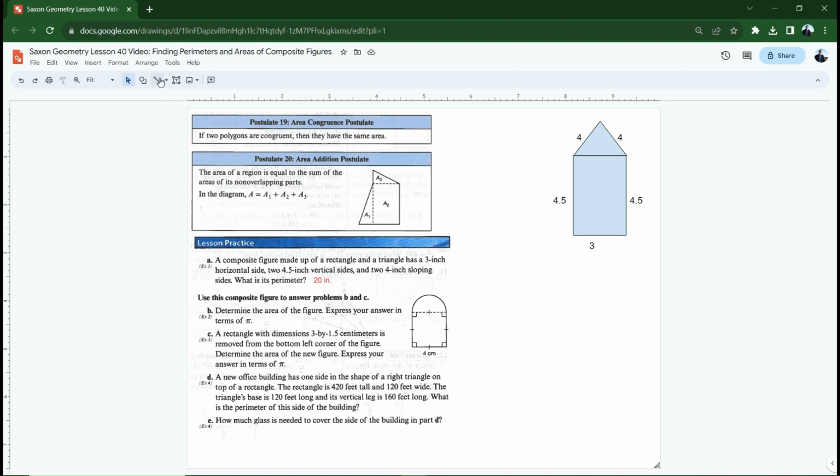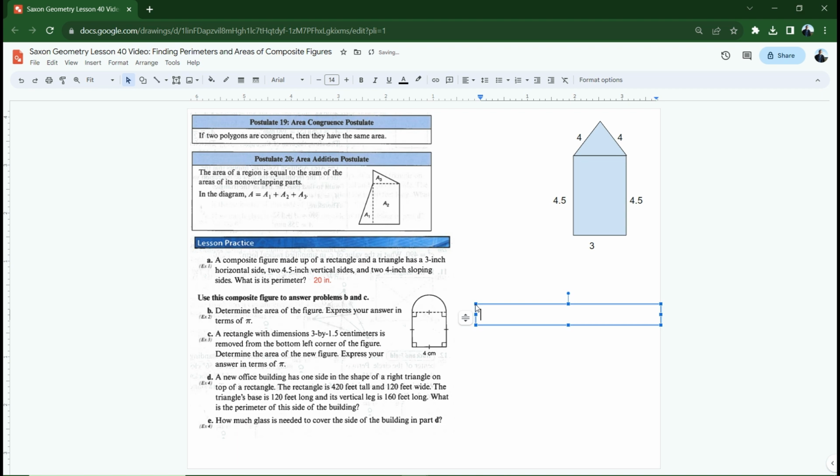All right, so let me just keep track. Let's see, the area of the figure. Well, it's going to be 4 times 4 for the area of the square. And I need to add to that the area of the circle. I noticed that the diameter of the circle is 4. So the radius must be 2. And I know that pi times 2 squared, or pi times 4, is going to be the area of the circle.